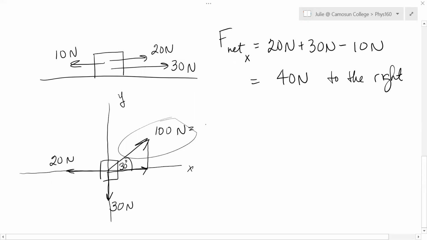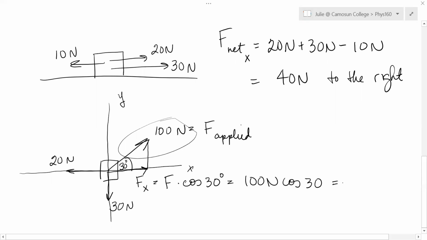This, we'll call this F applied. So say that's somebody pulling on something. So this would be Fx. And remember, this side is close to that 30 degrees. So this would be F times cosine of 30 degrees. So that would be 100 newtons times the cos of 30, which I think would be 86.6. Let's quickly punch that out. Yeah, that'd be 86.6 newtons.